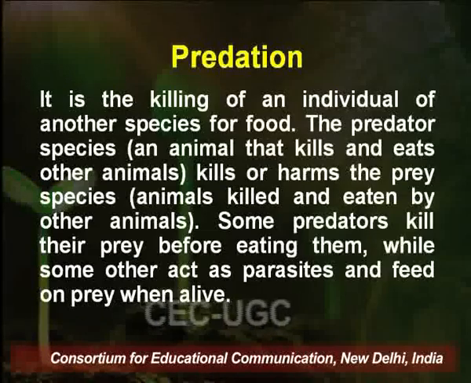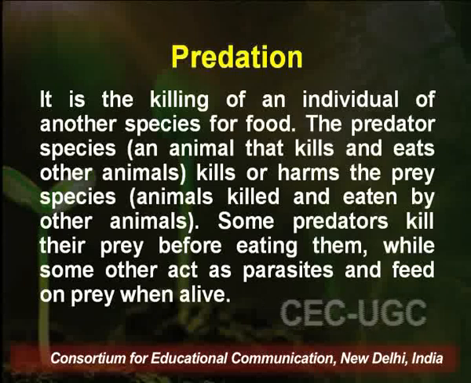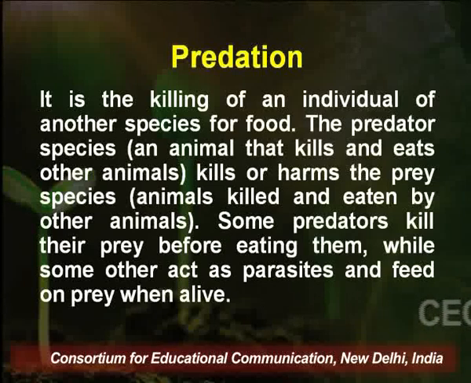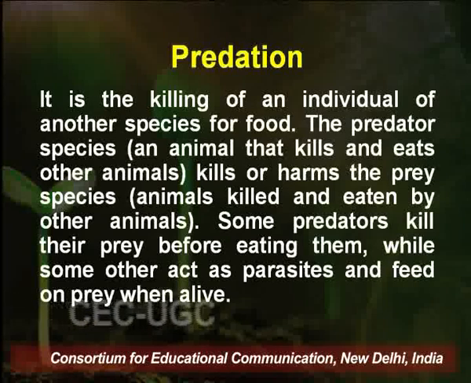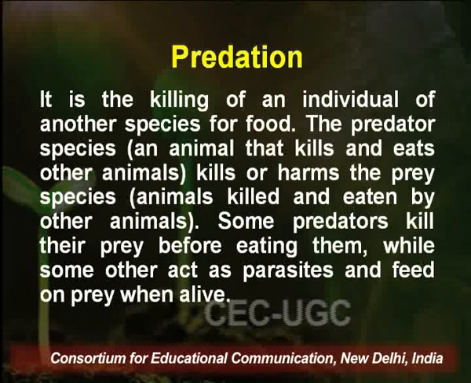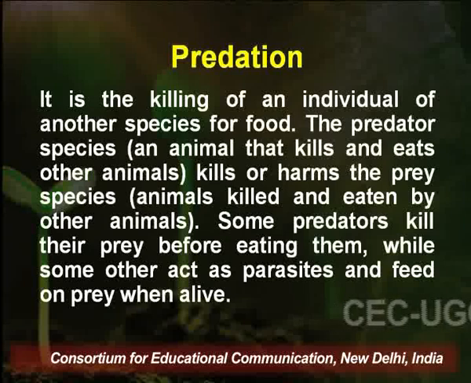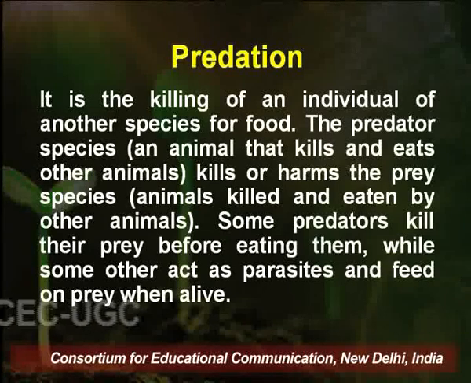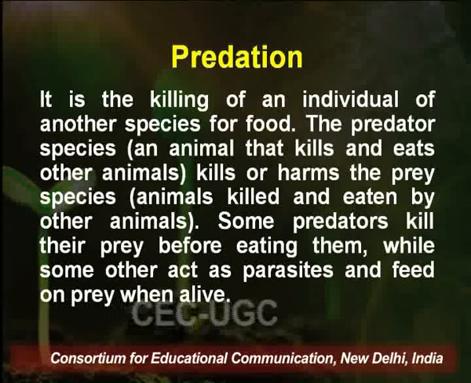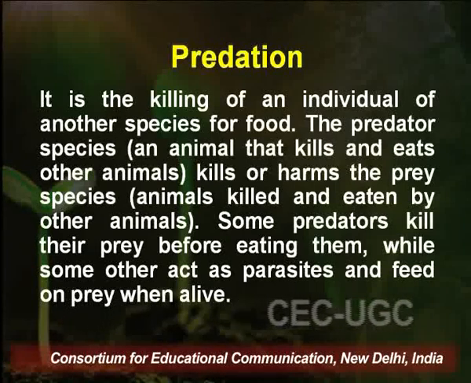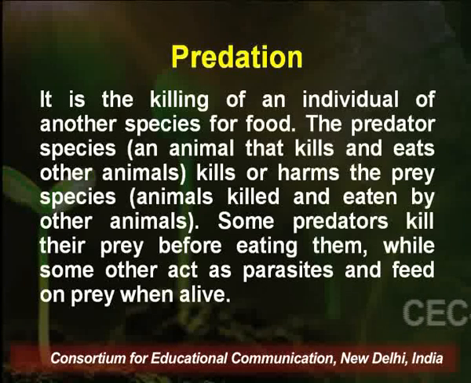Now, what is predation? Predation again is a negative interaction. It is the killing of an individual of another species for food. The predator species, that is an animal that kills and eats another animal, kills or harms the prey species. What is the prey species? The animal which is killed and eaten by another animal is the prey.